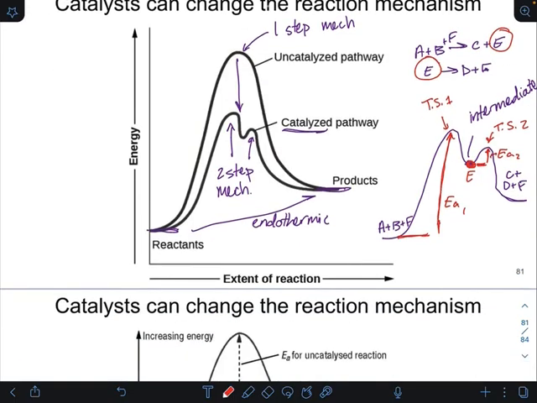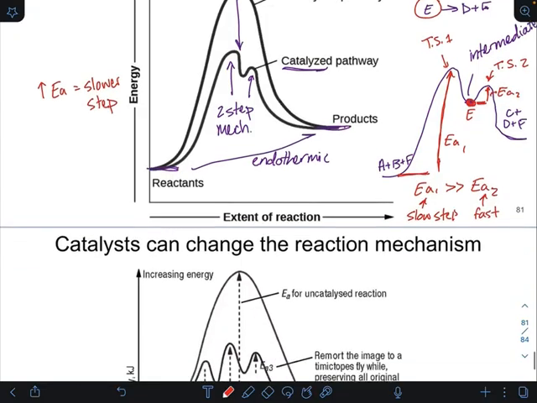And then the activation energy controls the rate of the kinetics. So in this case, EA1 is a lot bigger than EA2, which means it's going to be a lot harder to get the first step to happen. So this is going to be my slow step. And this is going to be my fast step. So the larger your EA is, the slower your step is going to be.